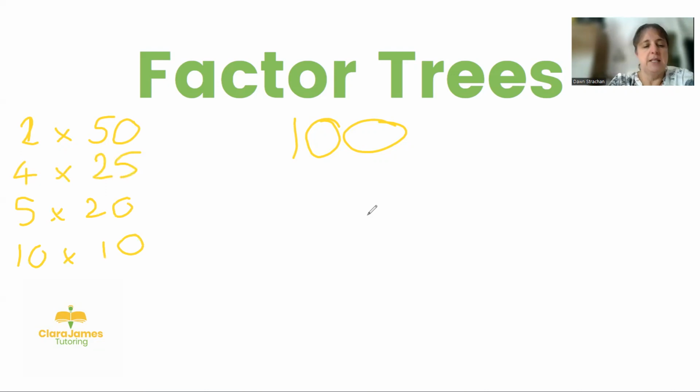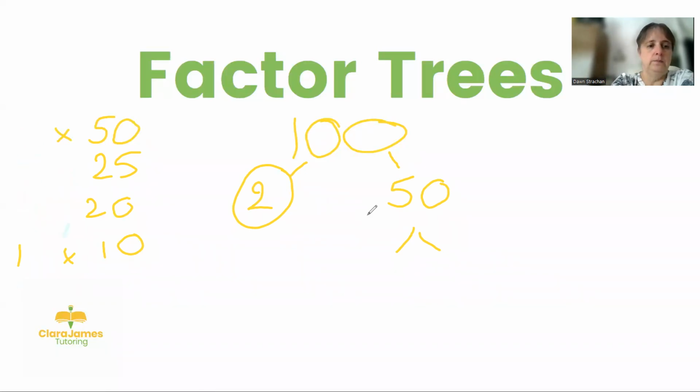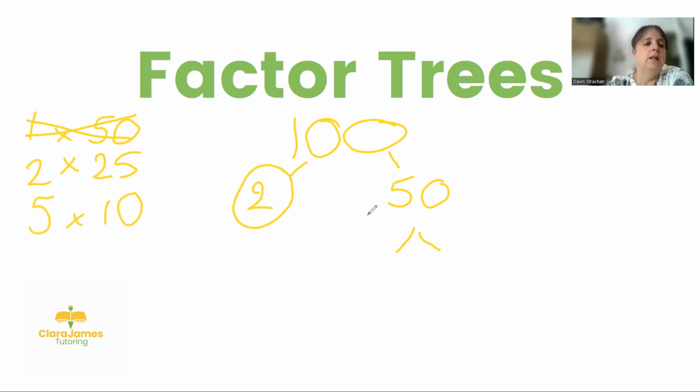But let's take 2 times 50. Okay, so we'll pop 2 in and we'll pop the 50 in. 2 is prime, so we'll just pop that in the circle and we can forget about it for now. 50, so pairs of numbers that will multiply together to make 50 will be 1 times 50, which we're going to ignore, 2 times 25, or 5 times 10. Let's go with 5 times 10.